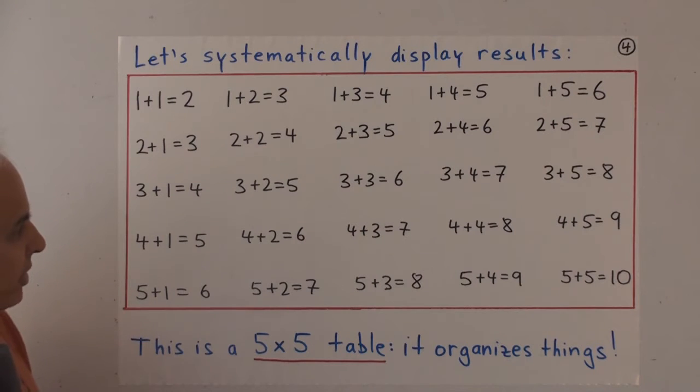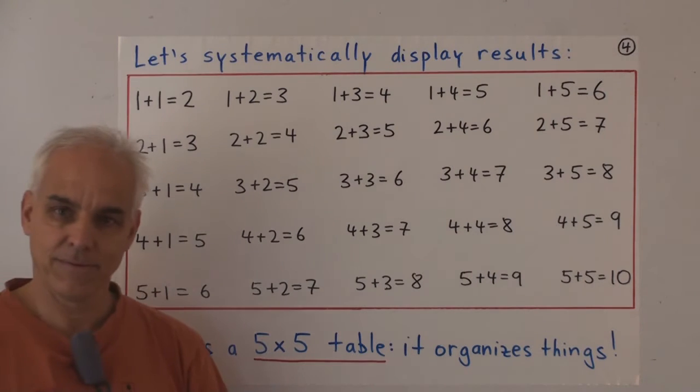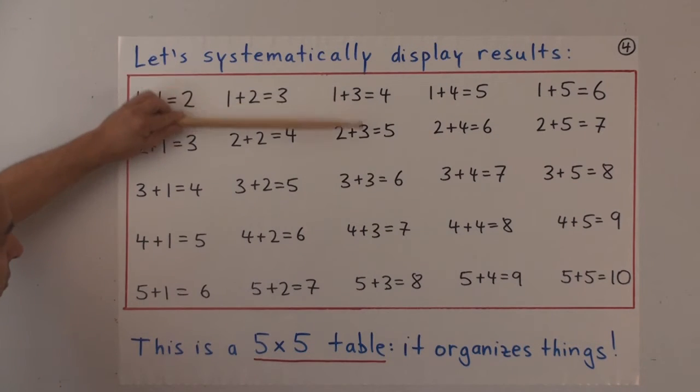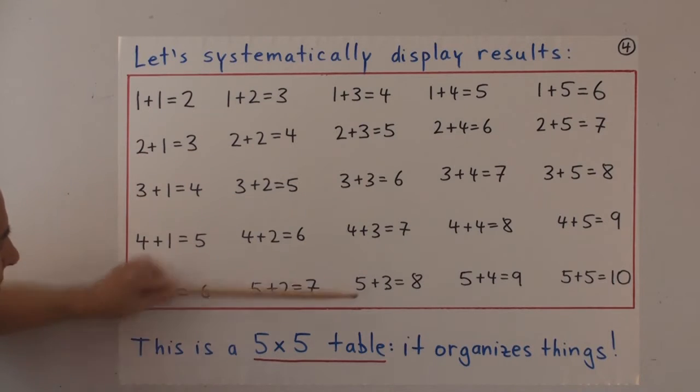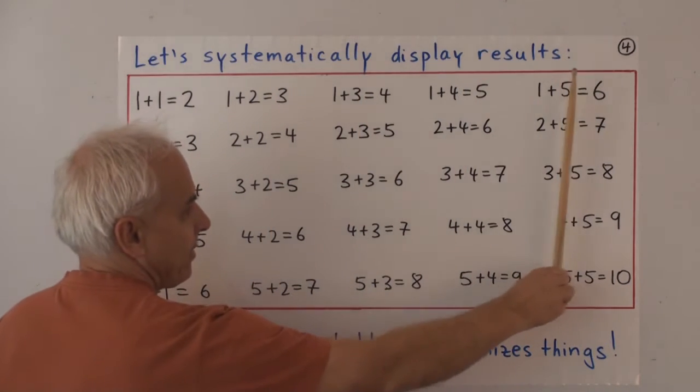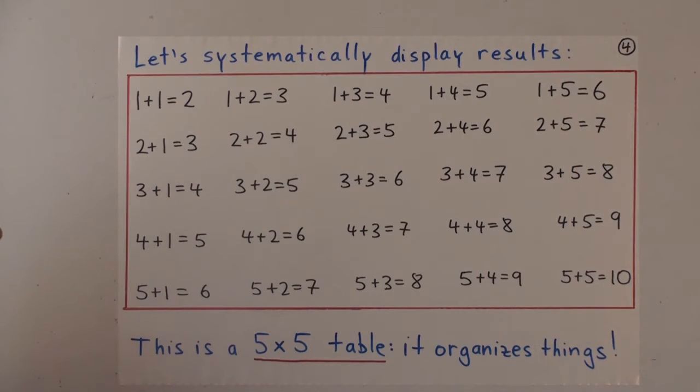This is a table which is like a rectangle. In fact, it's a 5 by 5 table. It's got 5 rows and it has 5 columns. And it's kind of a pleasant table.